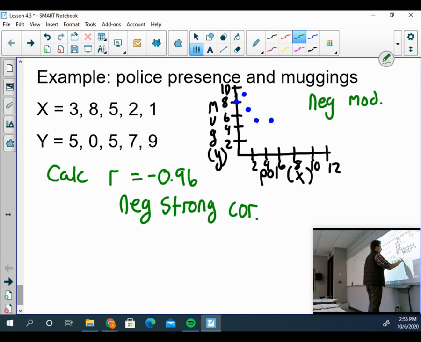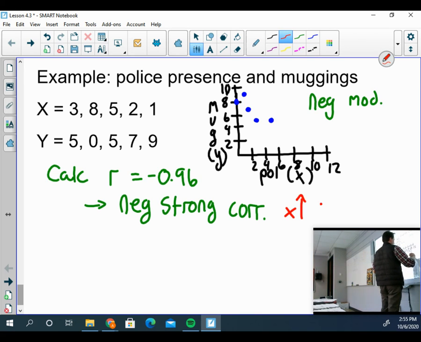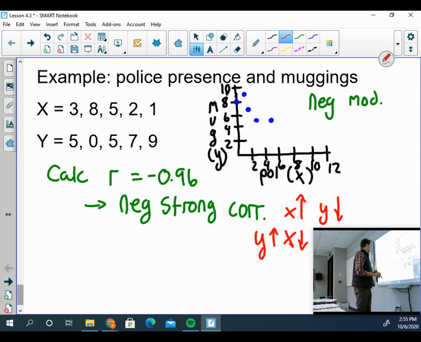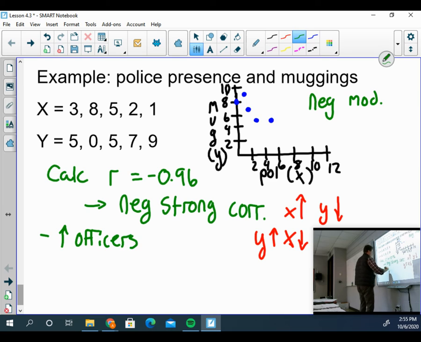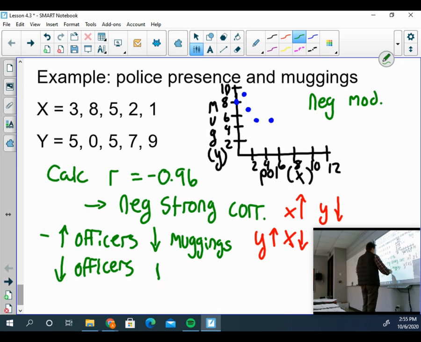Now, you might be asked, what does this mean in the context of the problem? Well, think about it. A negative strong correlation means that if the x is high, the y is low, or if the x is low, the y is going to be high. What does that mean practically? A negative strong correlation means the more officers are present, the fewer muggings there are, or the fewer officers that are present, the more muggings there are.